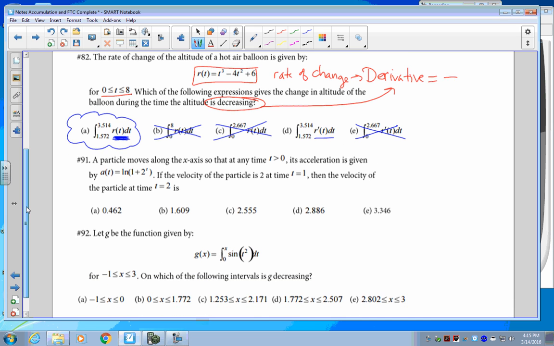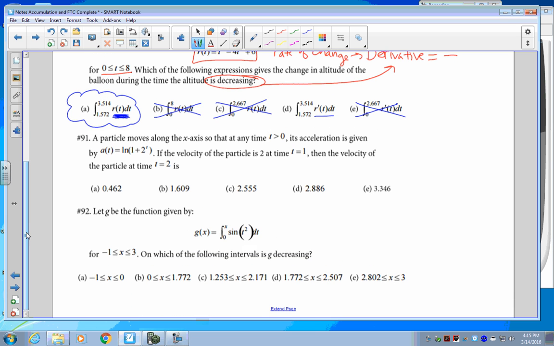91, again, calculator question. So we have a particle moving along the x-axis. Its acceleration is given by this function. If the velocity of the particle is 2 at time t equals 1, so v of 1 is equal to 2, then the velocity of the particle at time t equals 2 is what?